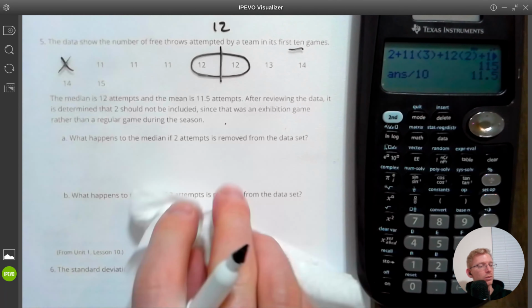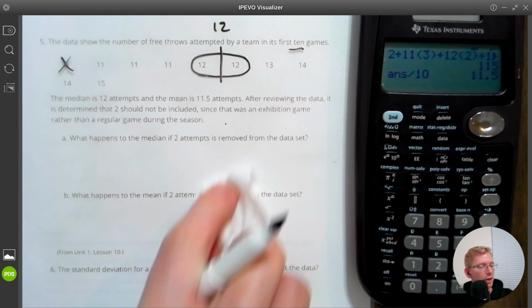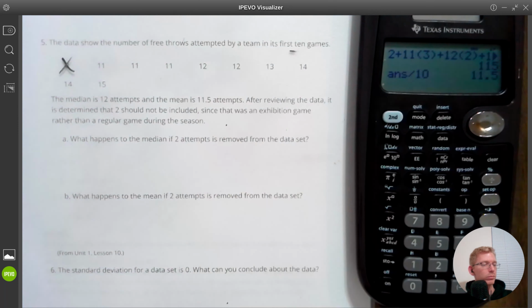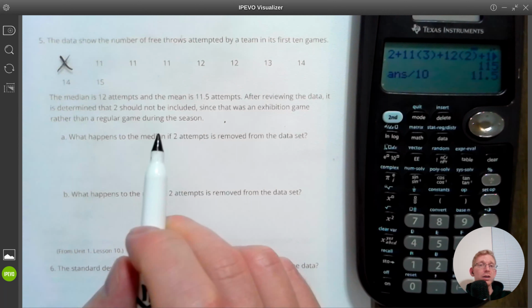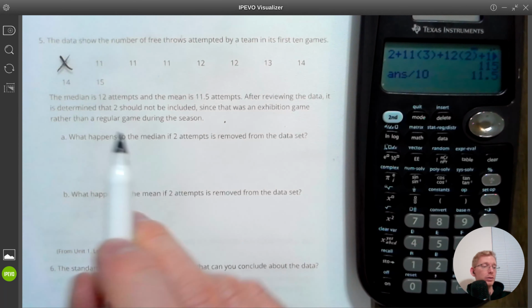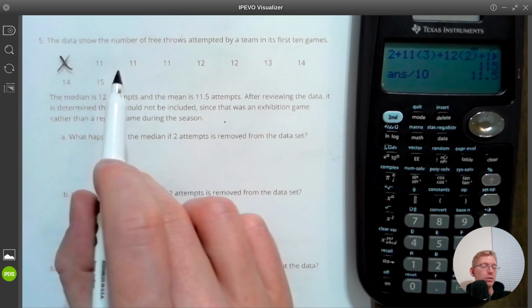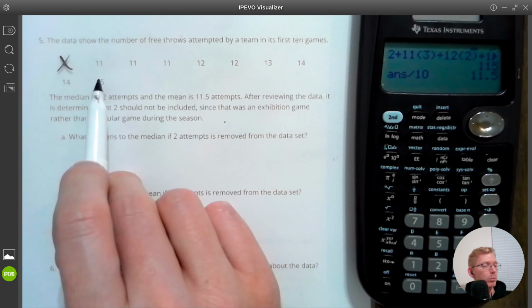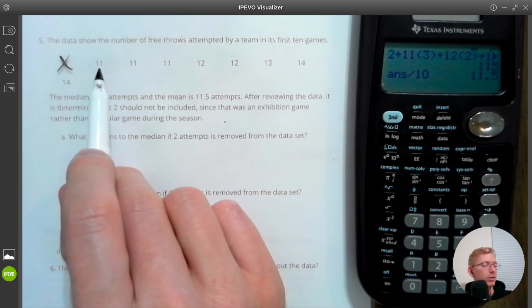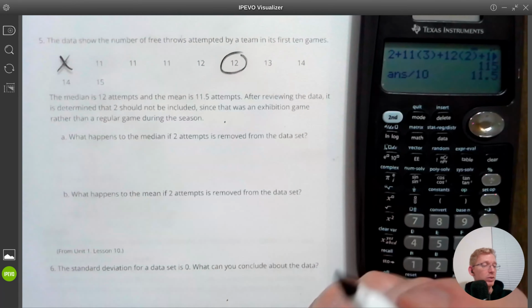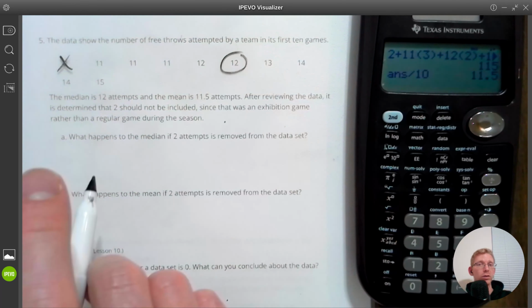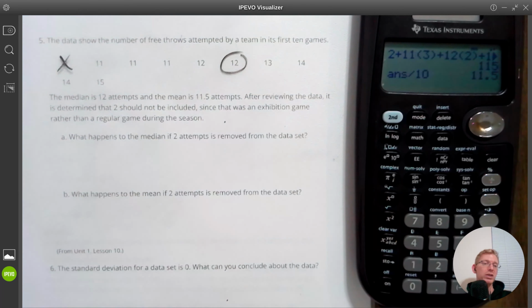Okay, so now what happens to the mean and the median if we take out that number 2? Well, let's think about what happens to the median. So the median is the middle number, but now there are 9 numbers, and so now this is odd. So that means our median is going to be the 5th number. So 1, 2, 3, 4, 5. It's still going to be 12. So the median before was 12. Now the median is still 12.